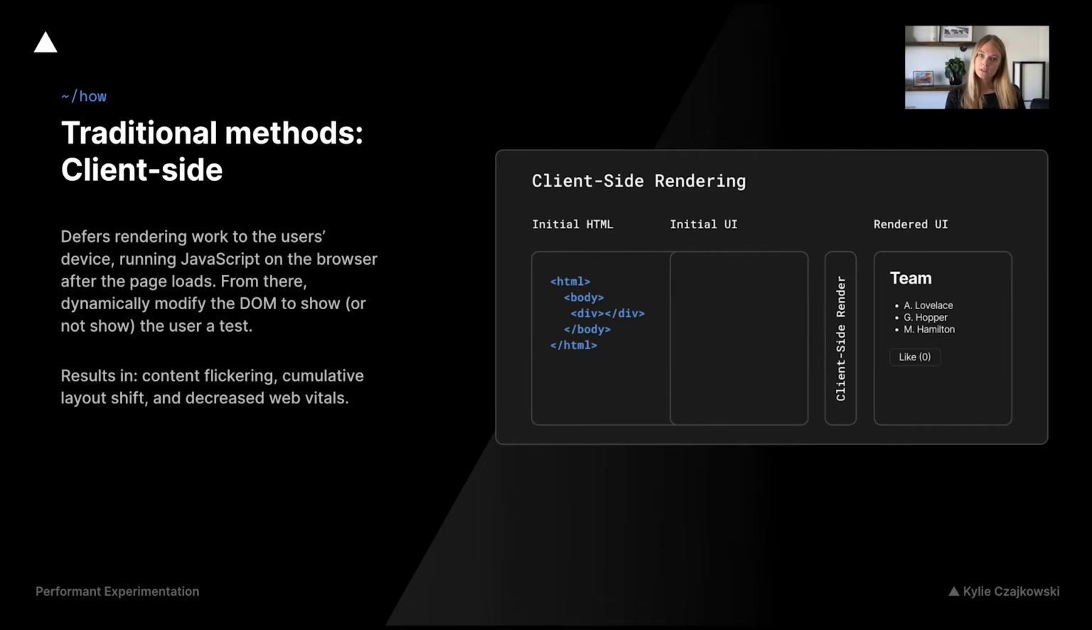So another traditional method to achieving A/B testing is client-side rendering, which defers that rendering work to the user's device, running JavaScript on the browser of their device after the page has loaded. A lot of A/B solutions do use client-side rendering. It's not uncommon. We can dynamically modify the DOM to present that user's information, but this can result in content flickering, cumulative layout shift, depending on where the HTML was at the moment the page was rendered versus when it was hydrated. You need to be very mindful of how that shift might actually impact the user behavior.